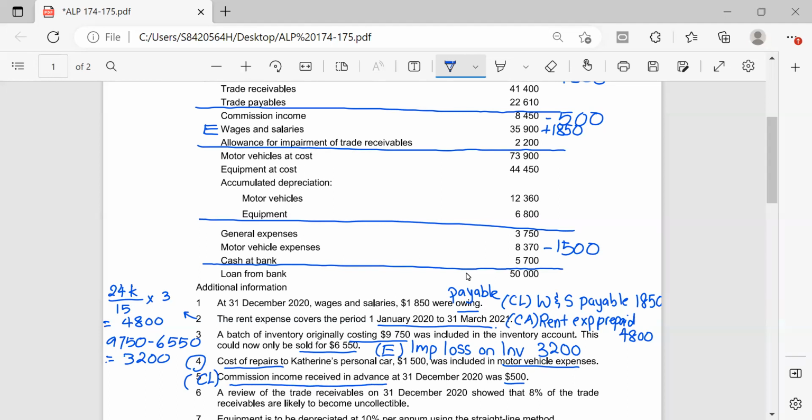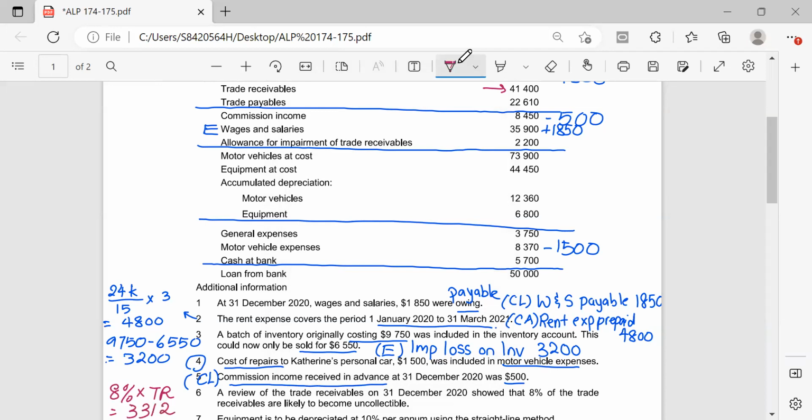Okay, number 6 is a review of your TR. It showed that 8% of your TR is likely to be uncollectible. Basically, what it means is that at the end of the day, your allowance should be 8% of TR. Okay, so let's calculate what's 8% of TR first. So 8% times your TR. Okay, so TR figure is the one that is given, 41,400. So you get 3312.